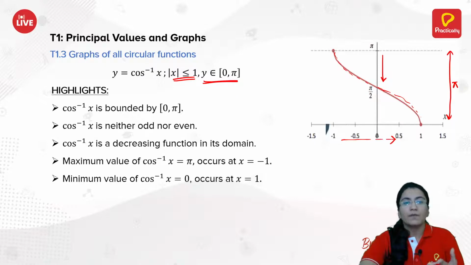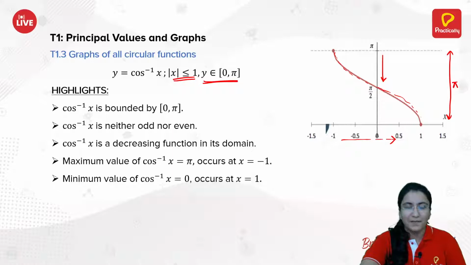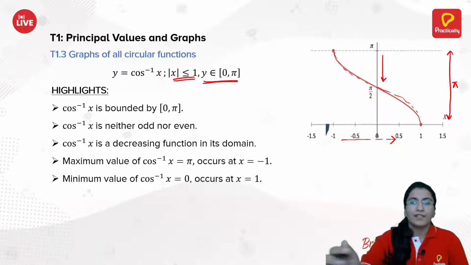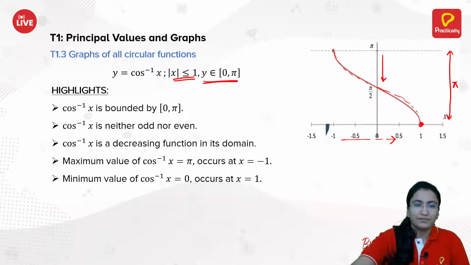Next is the minimum value. If we have the maximum value at the leftmost point, then the minimum value will be at the rightmost point for a decreasing graph, right? So you have x equals 1 at which the minimum value occurs, and it is equal to 0. It lies on the x-axis, right?